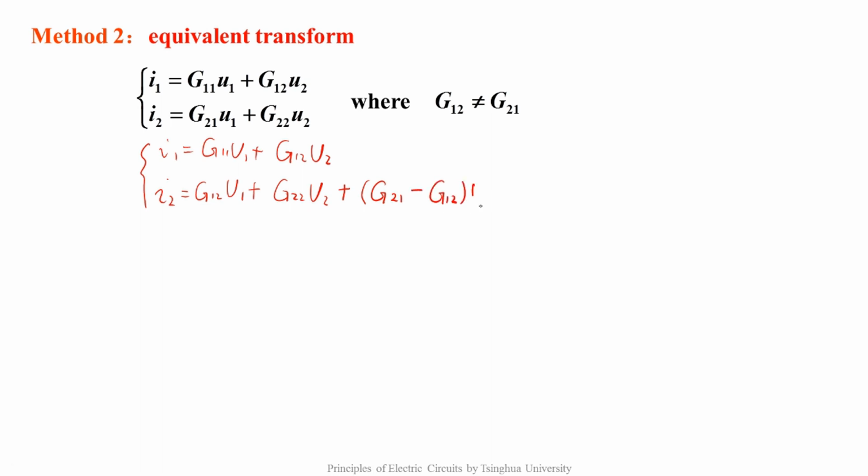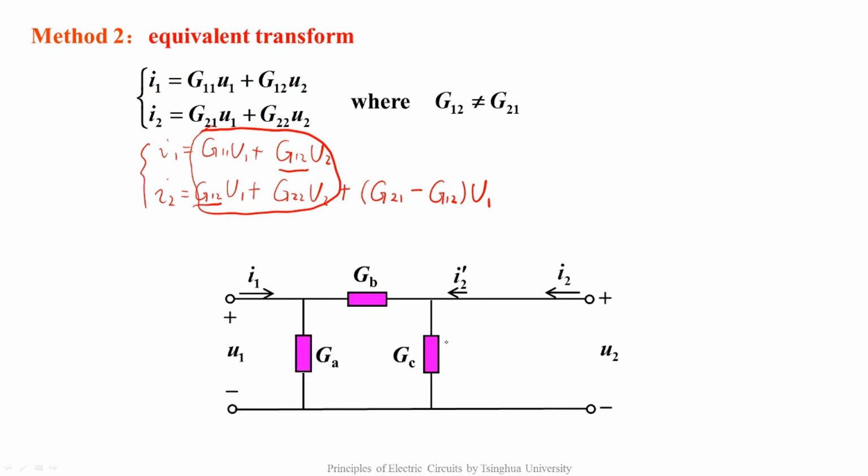Let's look at the new equations. For the first part, these two coefficients are same, so it represents a reciprocal two-port. According to the above contents, we can use such a pi-type network to generate the equivalent circuit. How to represent the second part? Since I2 and U1 are the voltage and the current of different ports, we can use a voltage-controlled current source to represent it. Its current value equals G21 minus G12 times U1. This is the equivalent circuit of a general two-port network with only one dependent source.